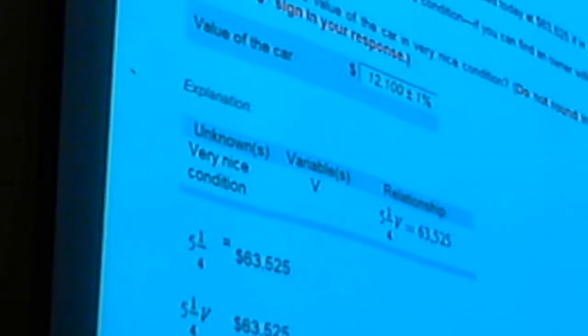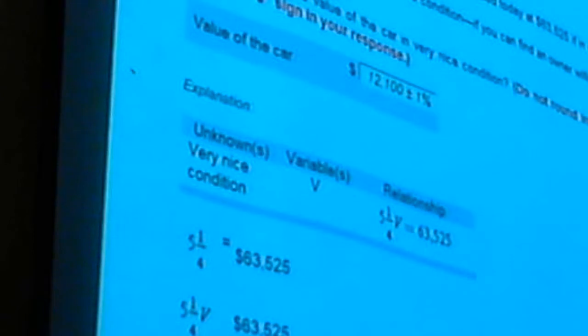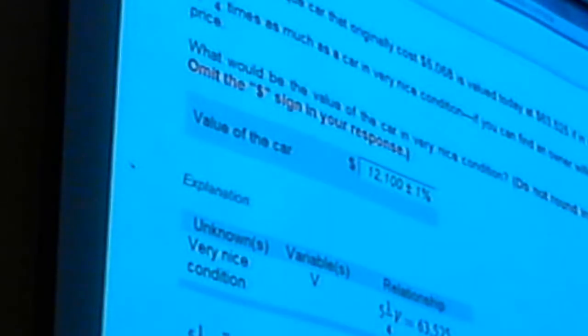Okay, so in 1955, an antique car that cost back then $5,068 is valued today at $63,525 if it is in excellent condition. Now, excellent condition is 5 1/4 times as much as a car in very nice condition. So how are we going to use these things?